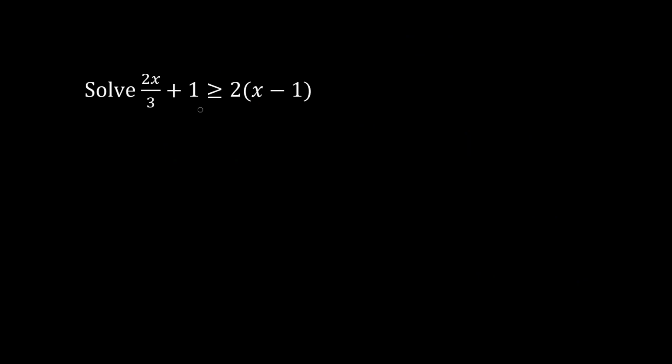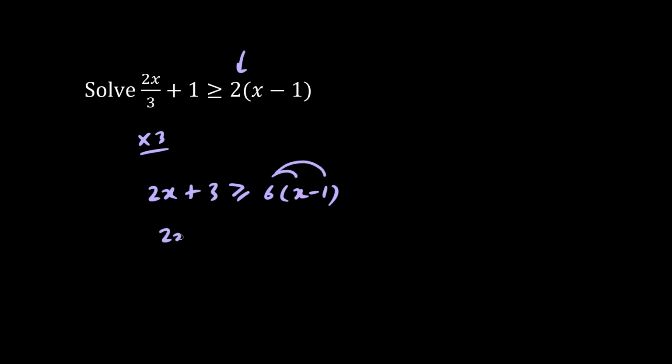Let's solve this inequality by first multiplying by 3. So we multiply both the left side and the right side by 3. So we get 2x plus 3 is greater than or equal to 2 times 3 is 6. When we multiply this by 3, only multiply one factor, not both. We can use distribution, so we have 2x plus 3 is greater than or equal to 6x minus 6.